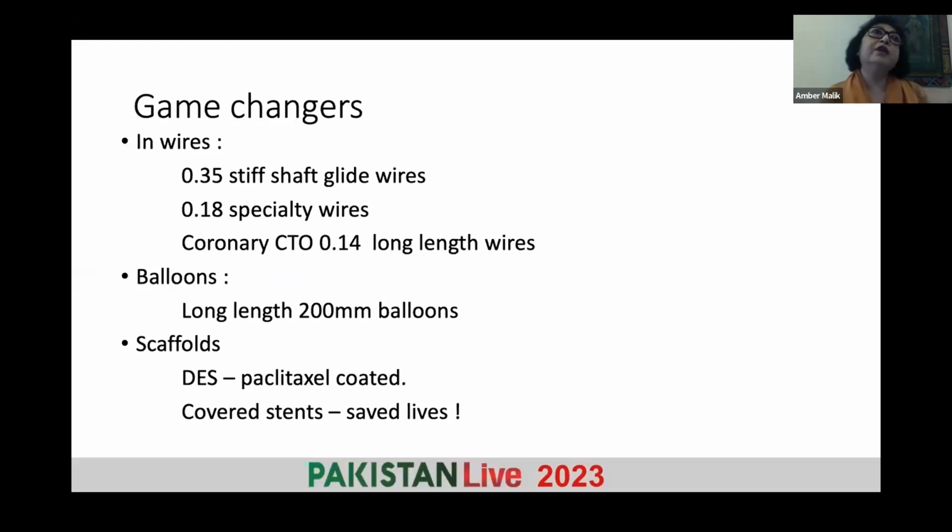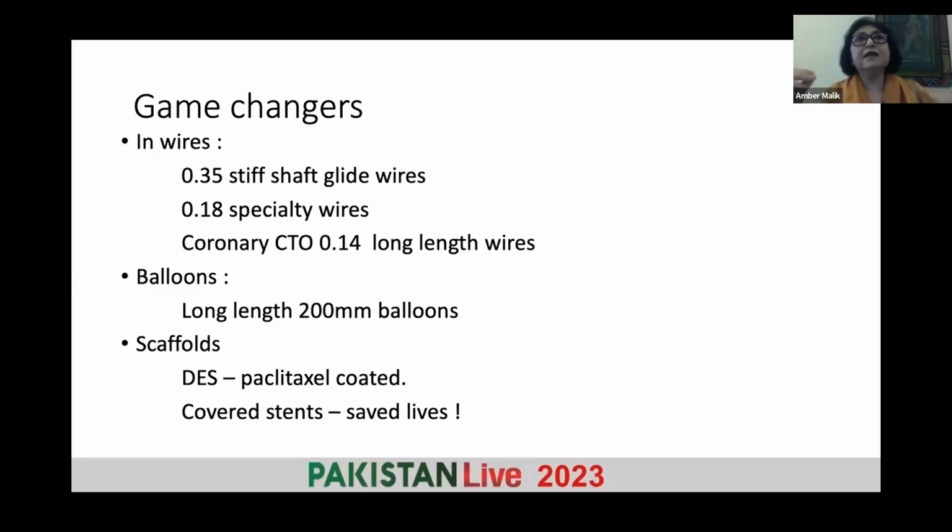The world has moved on, and they are onto specialty wires, and they are 0.18 and the CTO wires of 1.4 with different kinds of weights, up to 30-40 grams. However, considering our situation, we do most of our stuff with the 0.35 stiff shaft glide wires, essentially 0.35 wires, and the below knee stuff with the 0.14. We love using the 0.18 specialty wires, especially the V18, but quite frequently it cannot be made available.